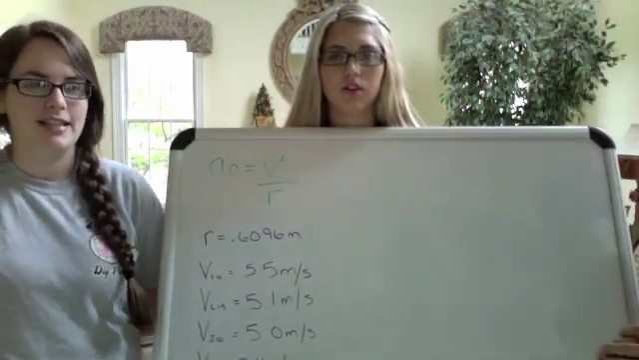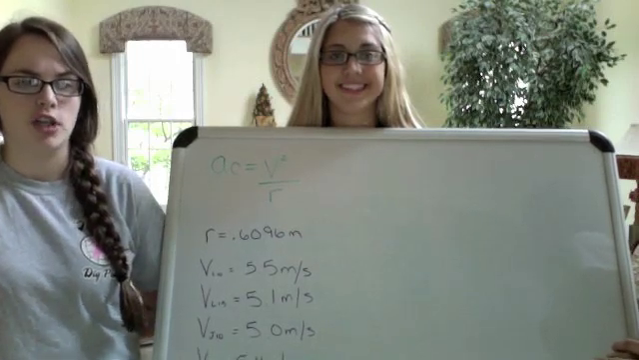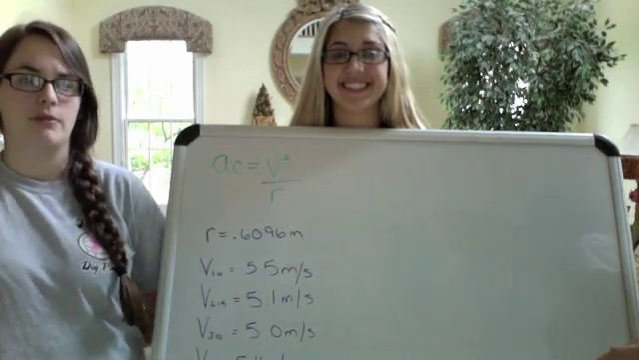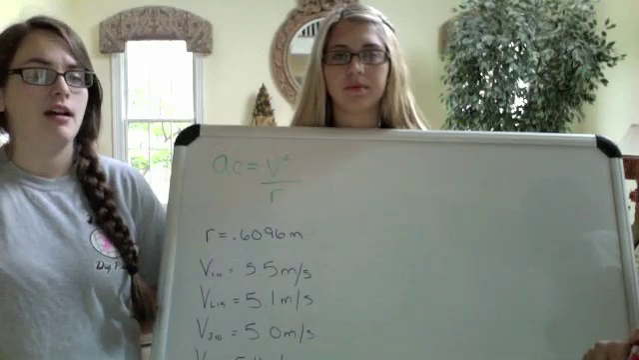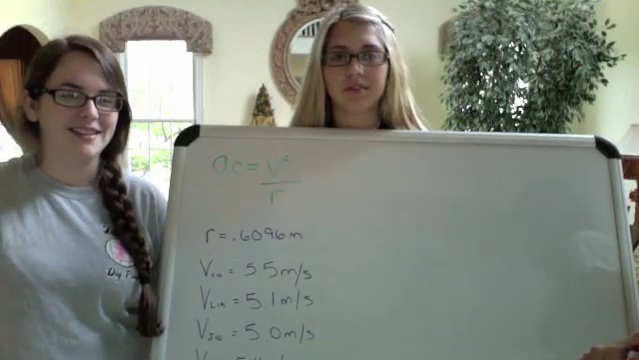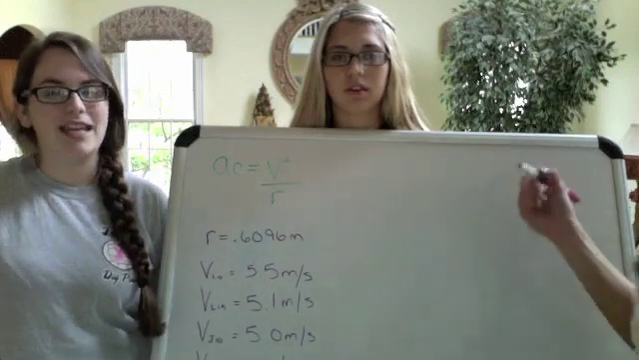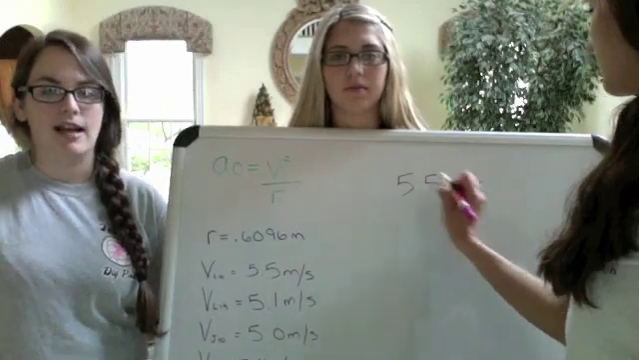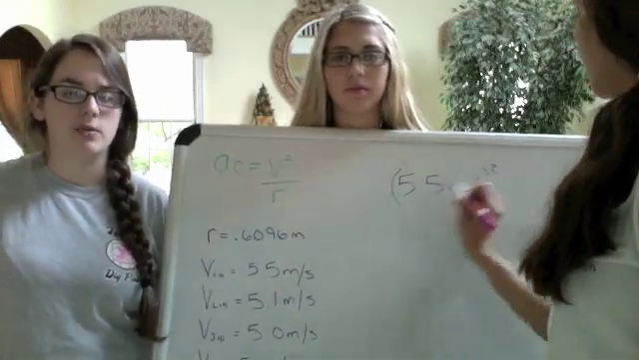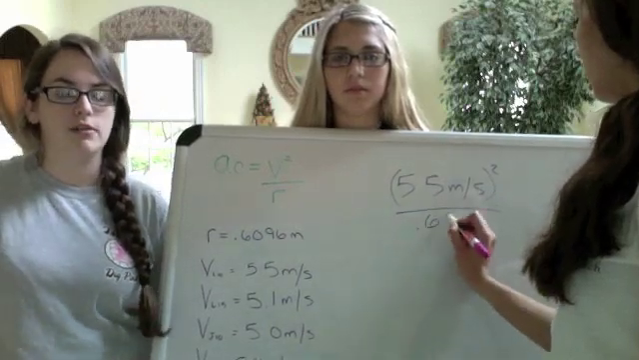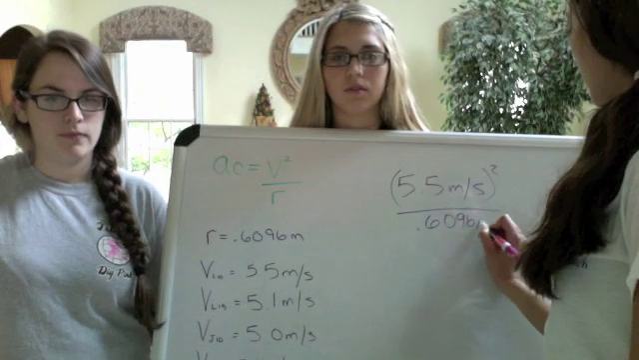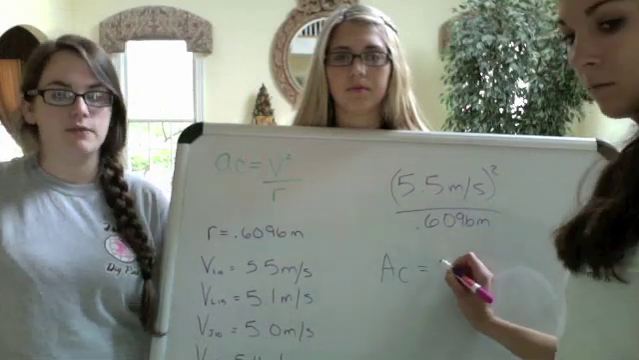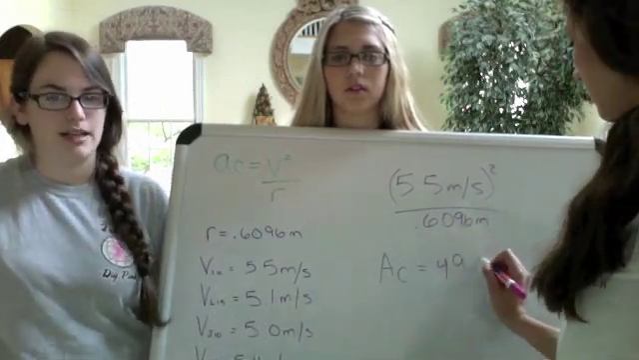Centripetal acceleration is the acceleration that holds an object in its circular path. To find centripetal acceleration, you square the velocity and then divide by the radius. To find Lindsay's centripetal acceleration in 10 seconds, we take her velocity, 5.5 meters per second, square it, and then divide that by the radius, which was 0.6096 meters. Lindsay's centripetal acceleration was 49.6 meters per second squared.